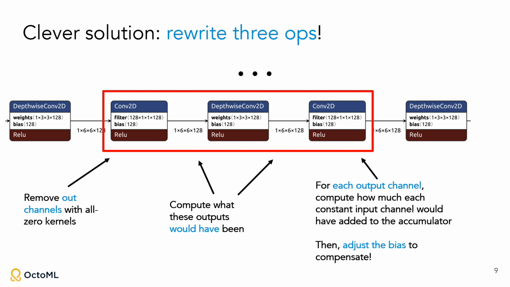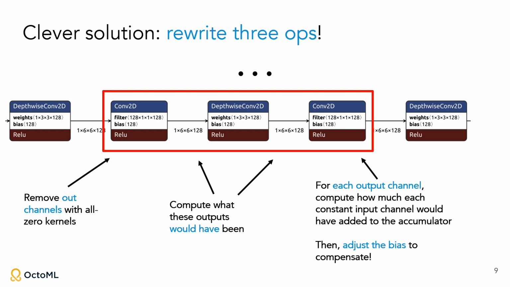Well, we can rewrite 3 operations. This is not an easy pass to do or to implement. We need to have an intermediate representation of our model. We need to be able to look at that in chunks of 3 operators. But being a real full-fledged compiler like TVM allows us to go do fancy optimizations like this. And here's how it works.